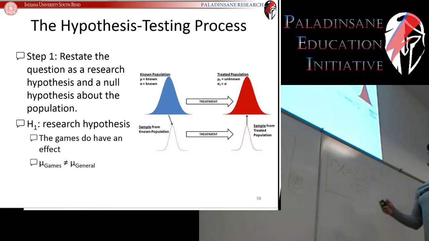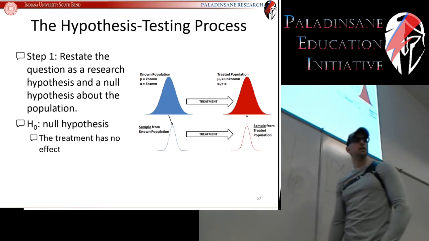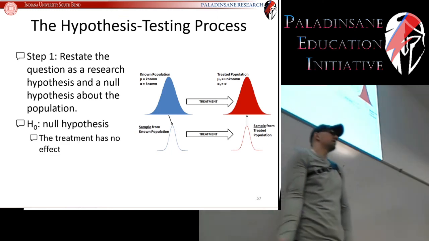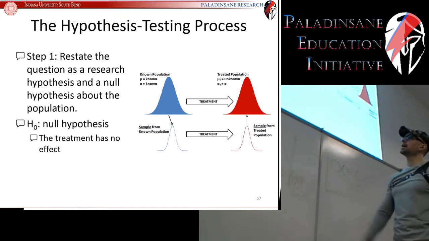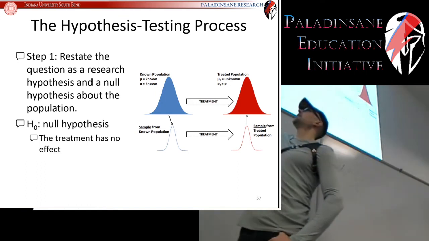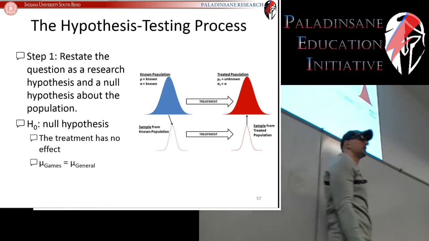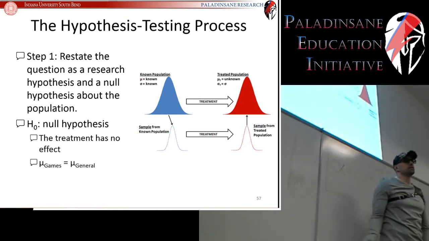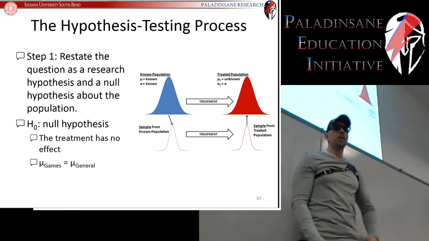For the null hypothesis, we have the idea that the treatment does no effect, that our treatment has no value whatsoever. It doesn't actually do anything. And in that case, the mean of the population of students that have the games program is going to equal the mean of the general population, right? There's no increase in self-esteem. There's no difference in self-esteem. So those are the two hypotheses.